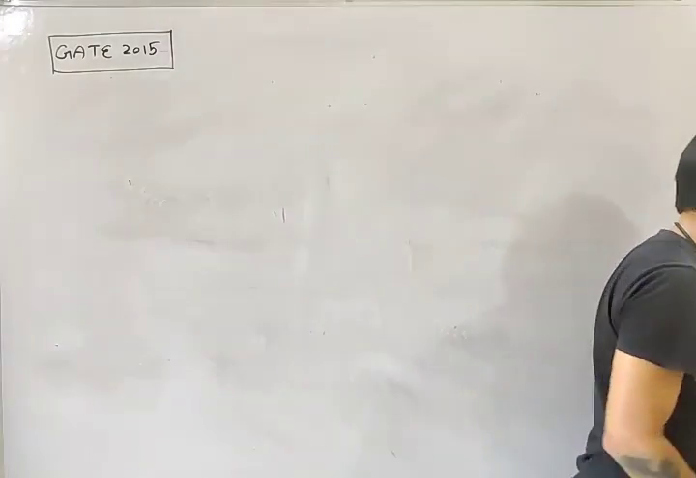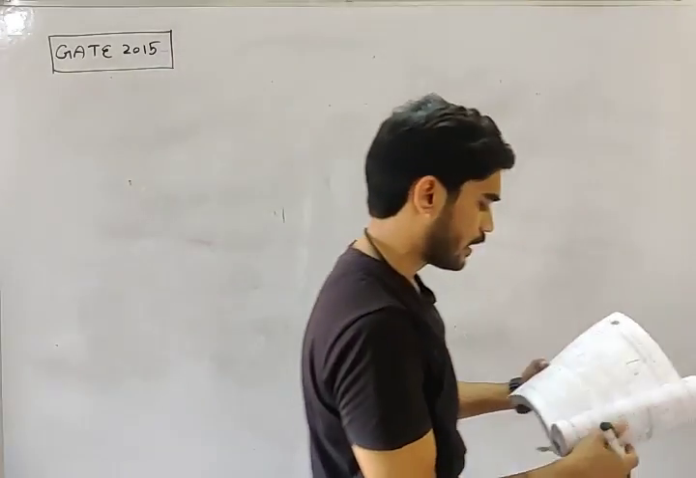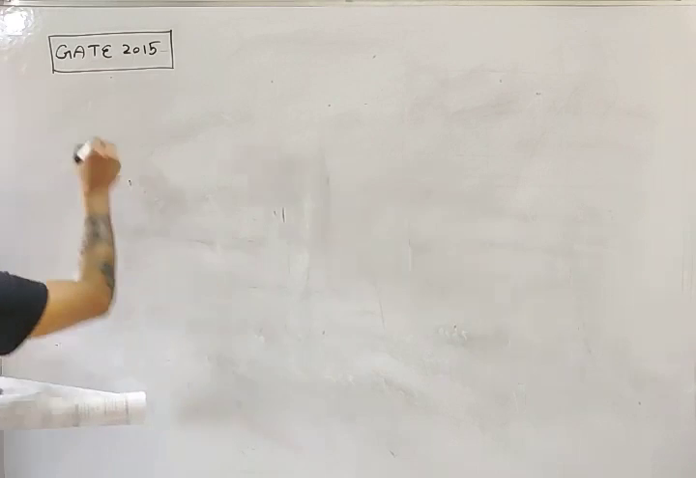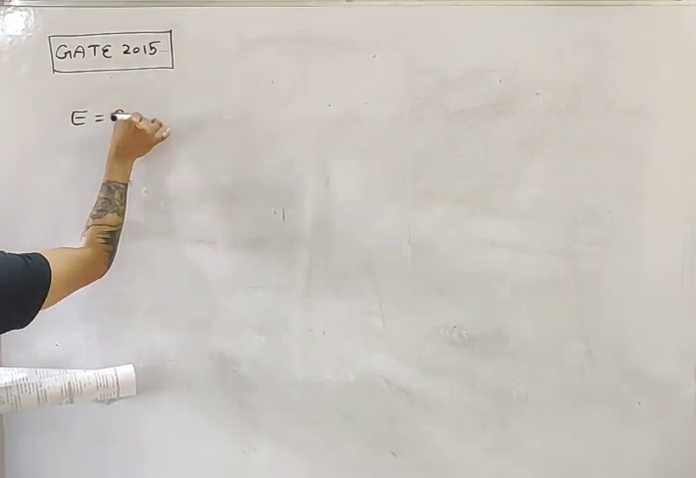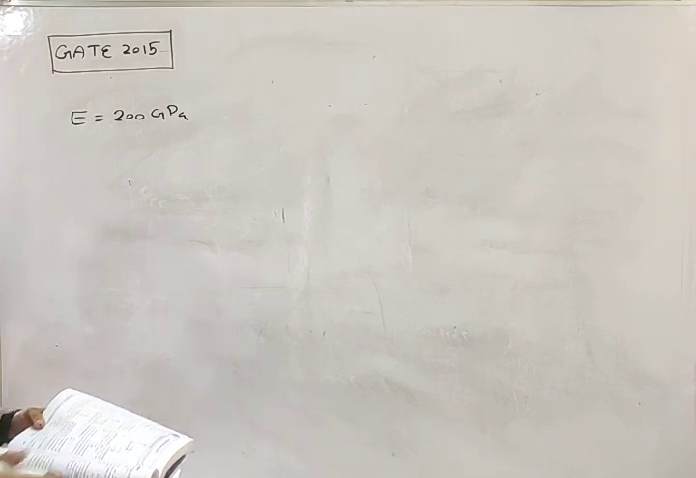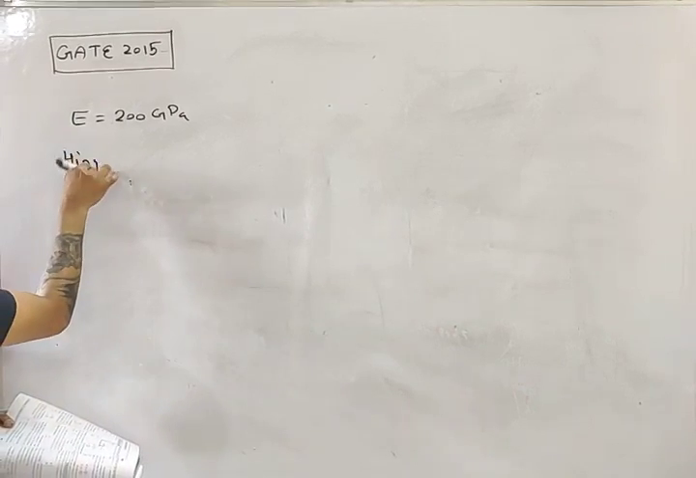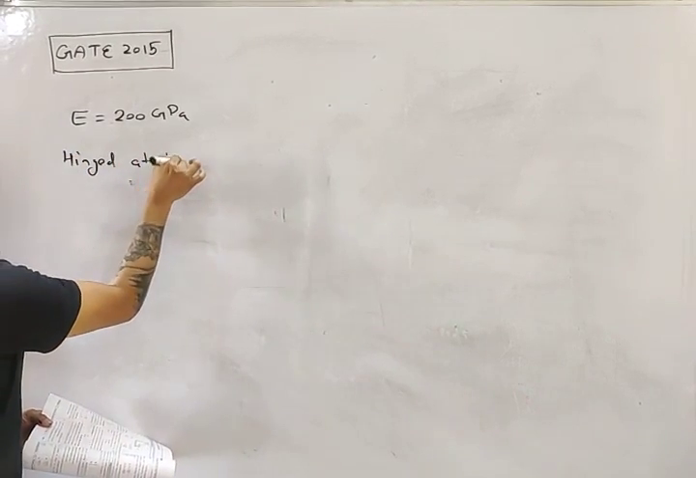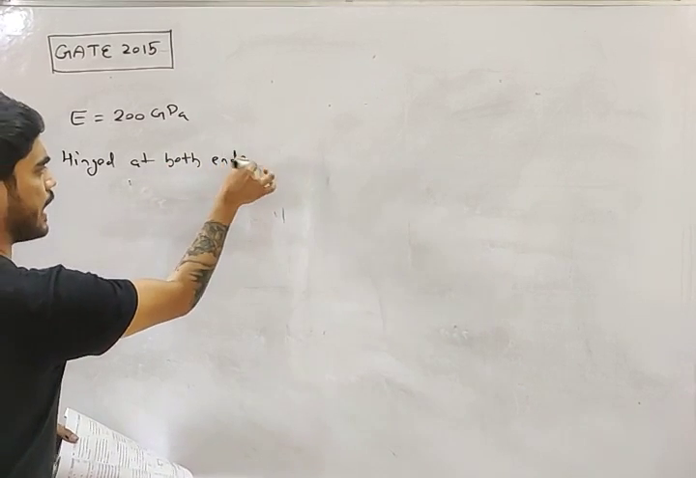What is given in the question? Consider a steel column. Young's modulus is given, 200 gigapascal. Hinged at both the ends.